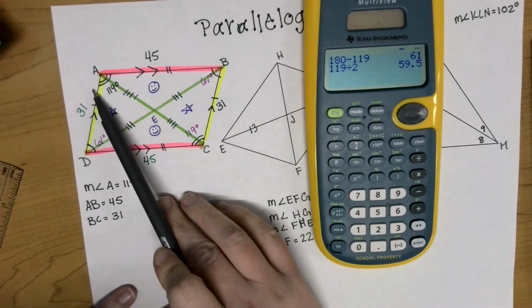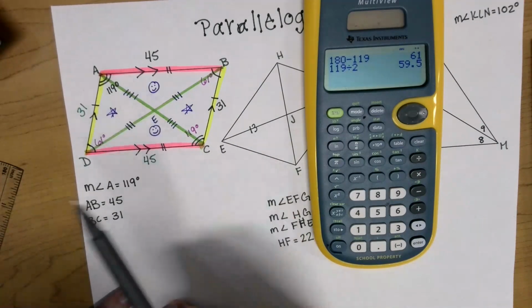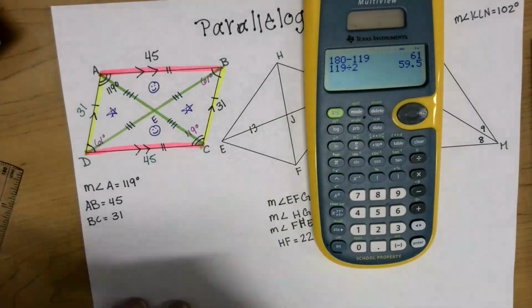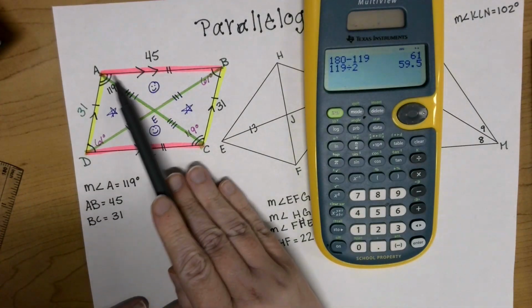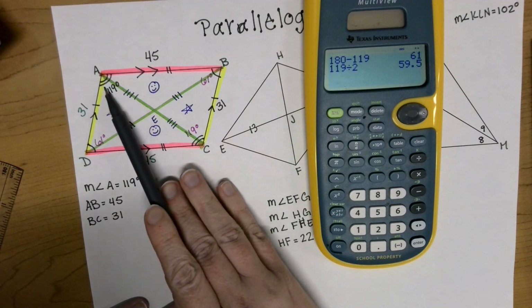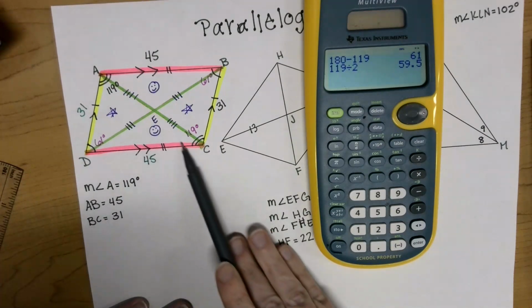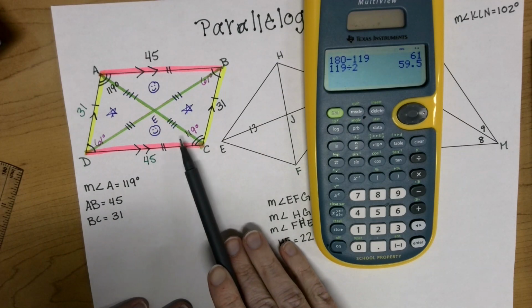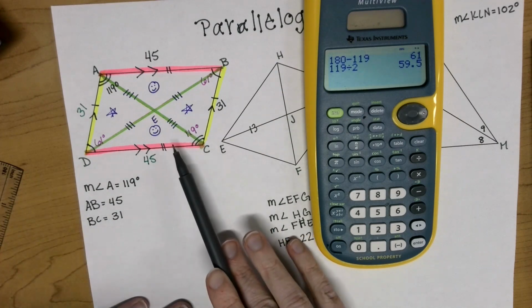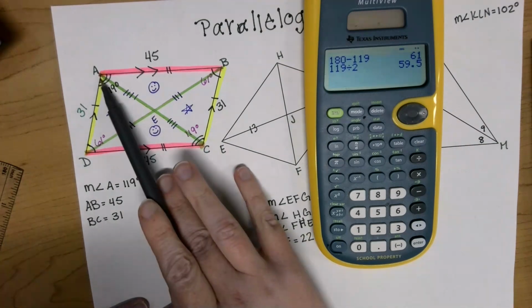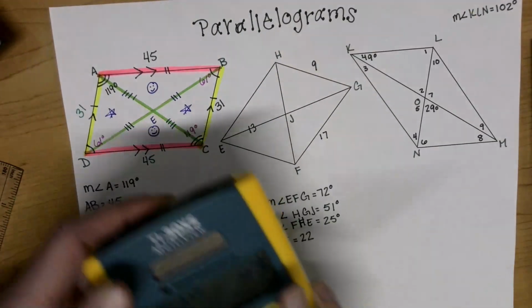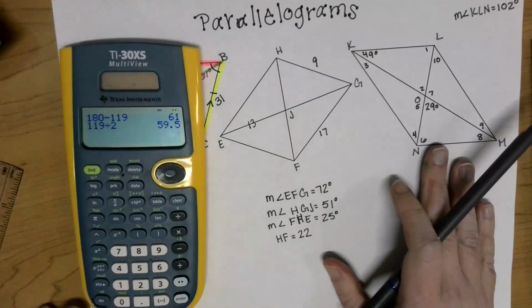So the diagonal doesn't split the angle evenly. It just splits it into two. So it's not two congruent angles here and here. But let's say this is 19 and this is 100. Down here, it's an alternate interior angle. This would be 19 and this would be 100. So whatever it splits it into on this side, it splits it into on this one too. Okay. So let's kind of get away from that.